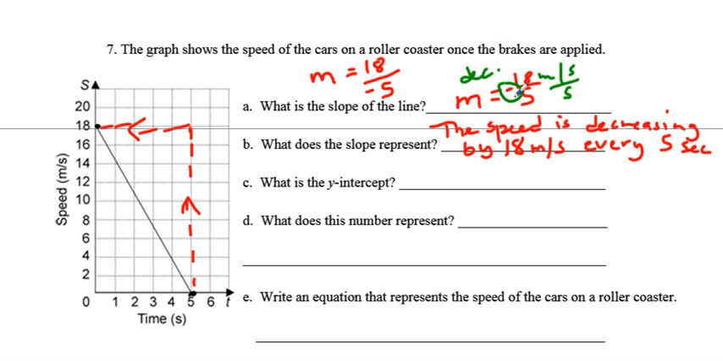If you had divided 18 by 5 and gotten just one number, then you would have said the speed is decreasing by whatever that was, 3 point something, every 1 second, okay? But I just left it. I didn't bother to figure out what 18 divided by 5 was. I just left it, and I just said this is the speed and this is the time. So what is the y-intercept? Of course, that's where the line crosses or touches the y-axis, so that's 18 in this case.